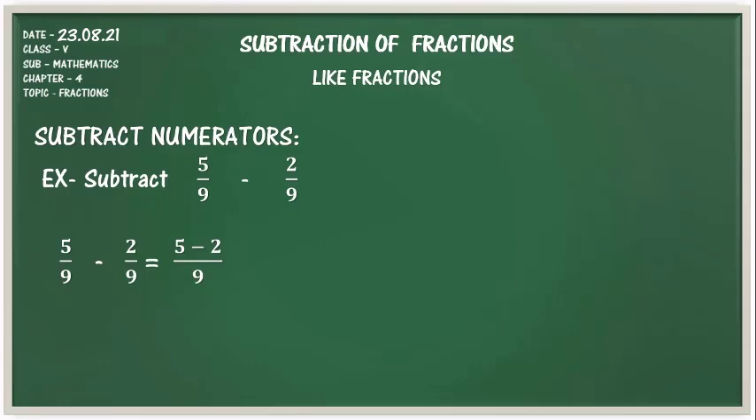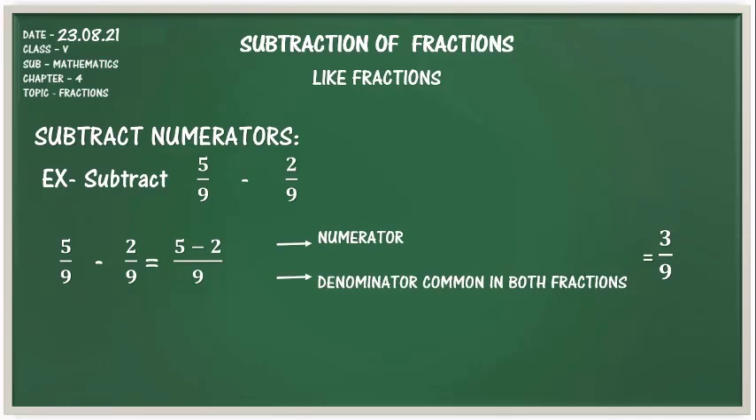5 minus 2 will give us 3, and for the denominator it will be 9 as it is because it's common for both the fractions. So we got 3 by 9 as our answer, which we can reduce to the lowest term, and thus we'll get 1 by 3.